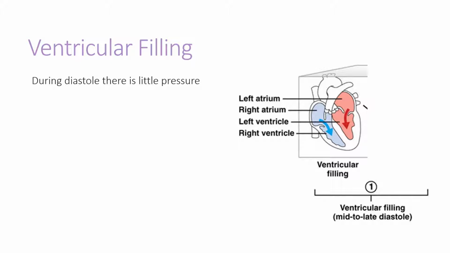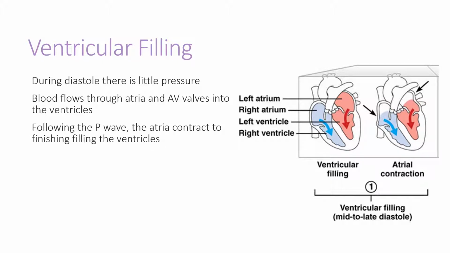During diastole, there is very little pressure in the ventricle of the heart. Because there's so little pressure, blood flows through the atria and through the open atrioventricular valve and starts to fill the ventricles. Following the P wave that's traced on an electrocardiogram, the depolarization of the atria, the atria start to contract, generating a small amount of force. That small amount of force finishes filling the ventricles.